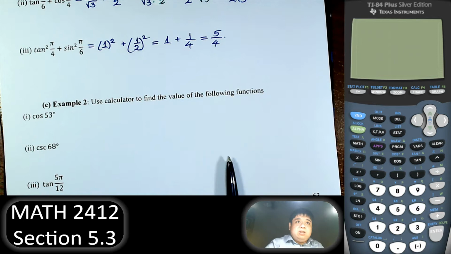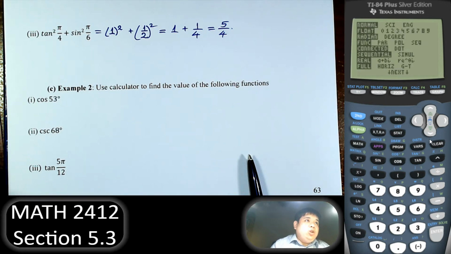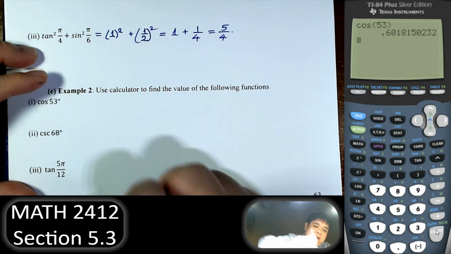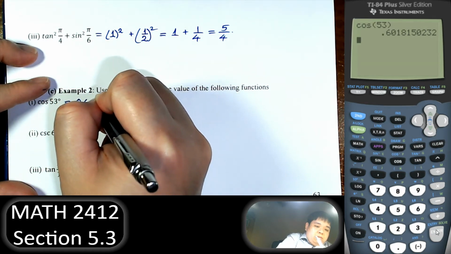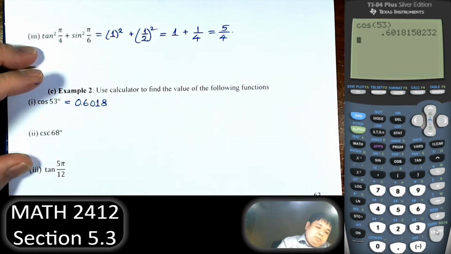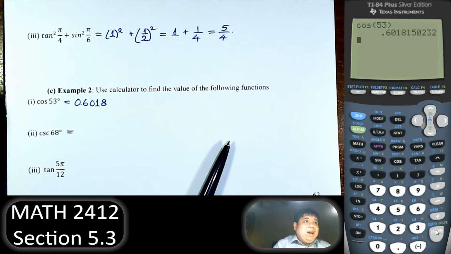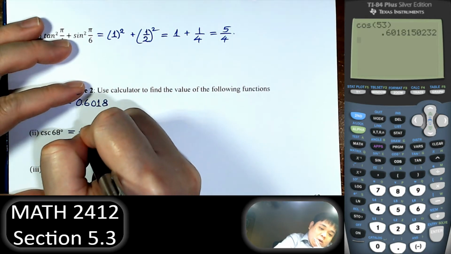Now if we use a calculator, make sure that it is in the right mode. Here the mode is radian. So if we want degrees, make sure it's in degrees. And we'll just say cosine of 53 degrees. That is about 0.6018. Now, cosecant of 68 degrees. The calculator typically doesn't have cosecant. So in that case, we have to write this as the reciprocal of sine.